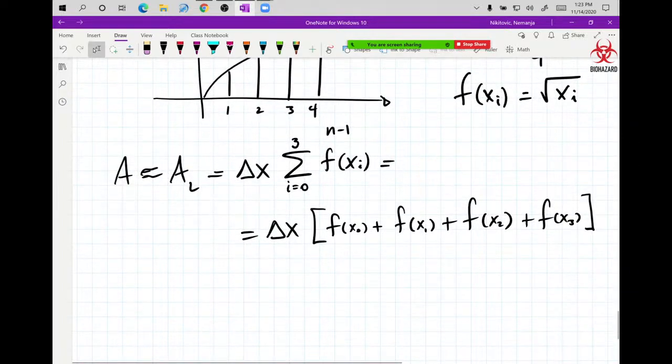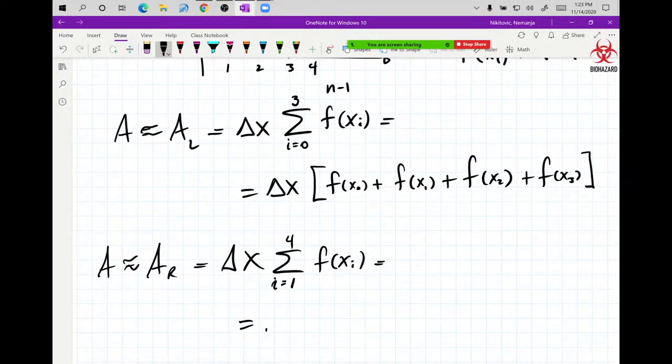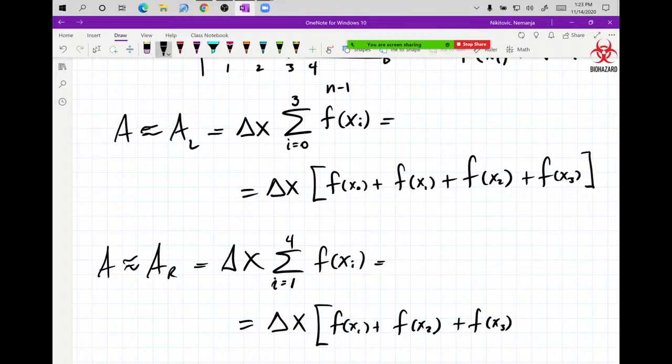And if you do the right ones, approximated by R, then it's delta x summation, i starts at 1 and goes to 4 of f of x_i. And then you have the exact formula we had before, except, again, you had a way to compress it. So it's just like a lazy notation. You can think of it that way as well. So f of x_1 plus f of x_2 plus f of x_3 plus f of x_4. Boom. And I stop at that last value. So this is just a way to compress.